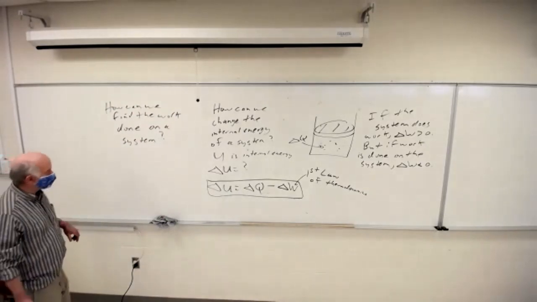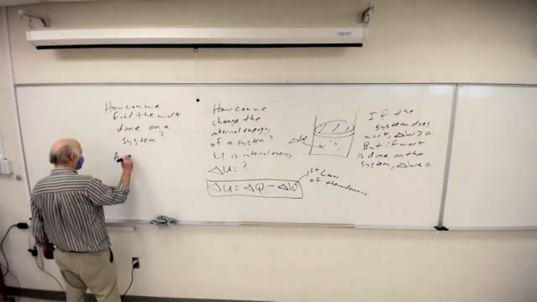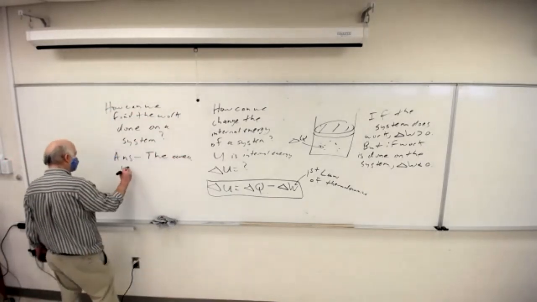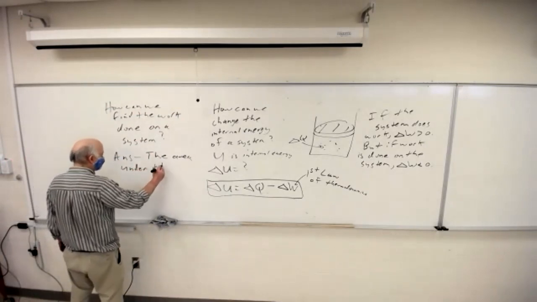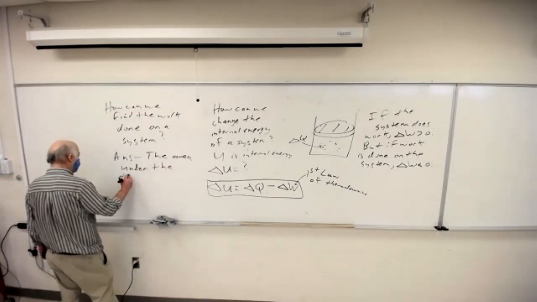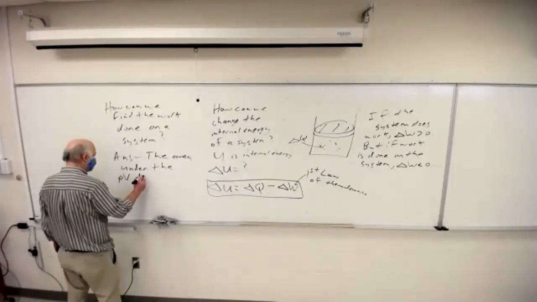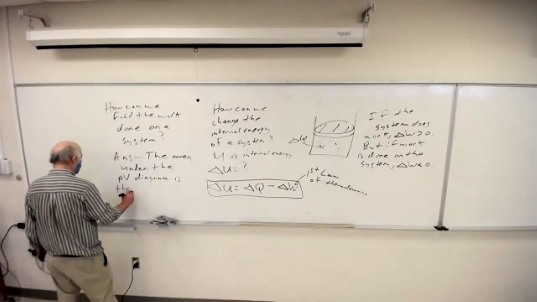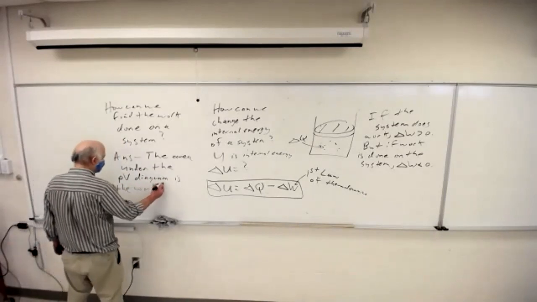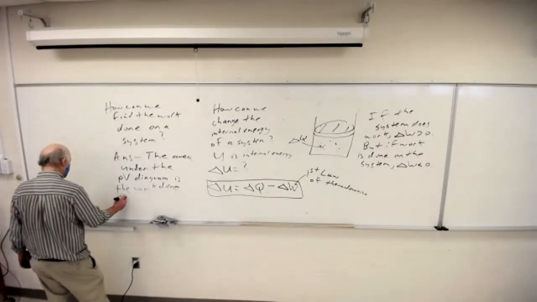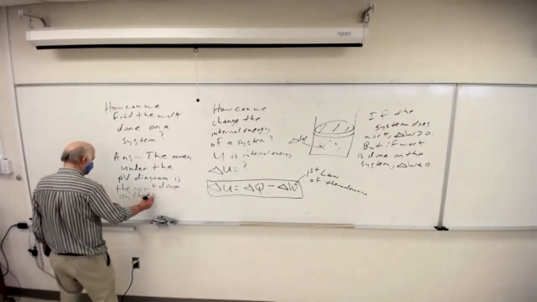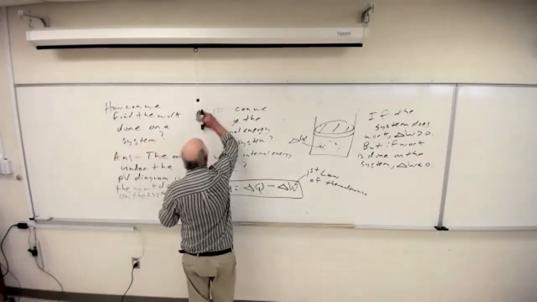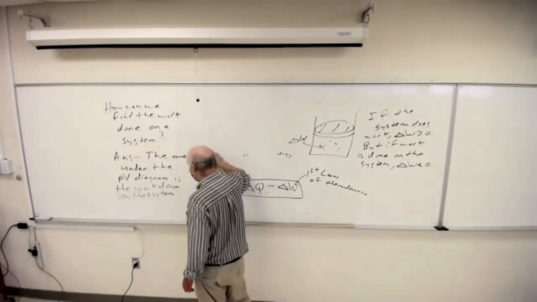And to tell you how this goes, the claim, the answer, the area under the PV diagram in the PV diagram is the work done on the system. So I want to prove that. The proof is actually kind of simple.